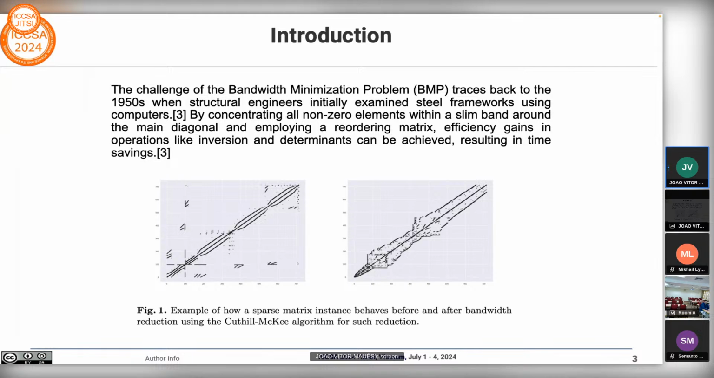In this example, we can see how a sparse matrix instance behaves before and after bandwidth reduction using the Cuthill-McKee algorithm for such a reduction. This algorithm is one of the well-known algorithms in the literature.